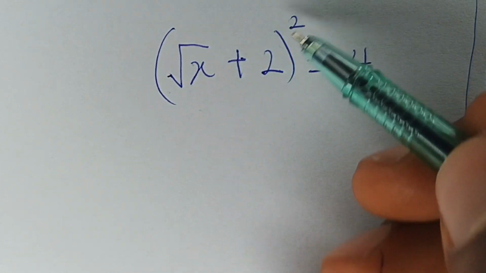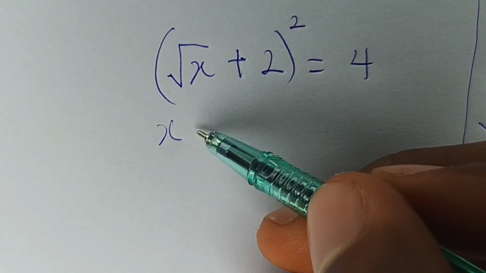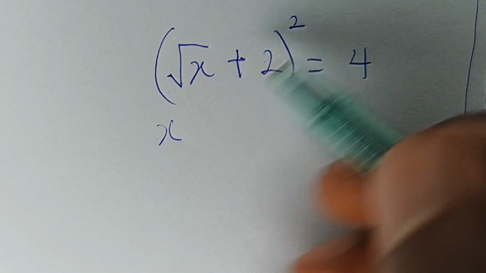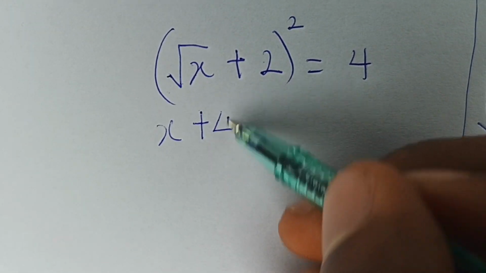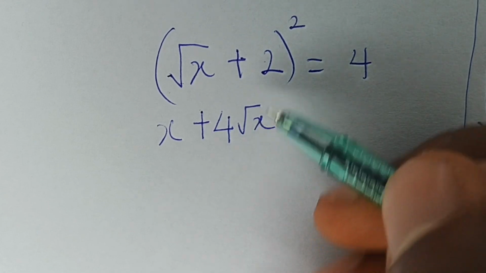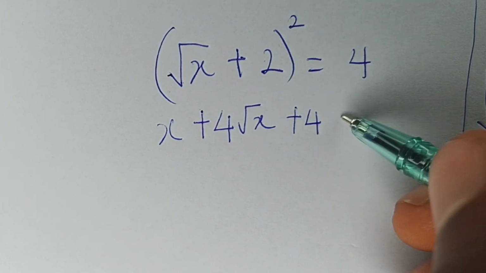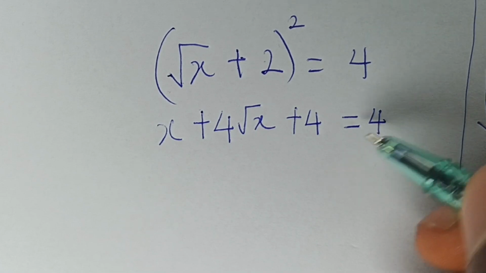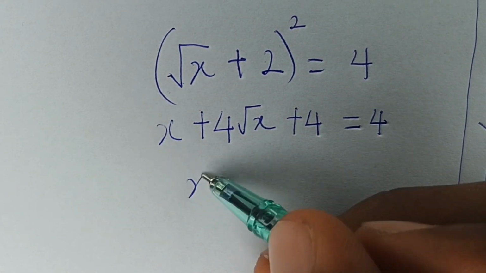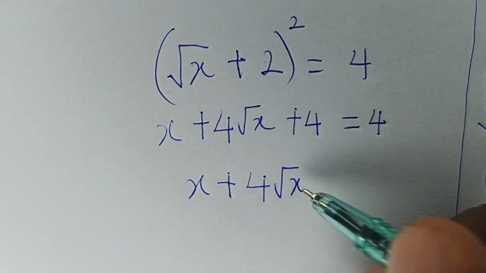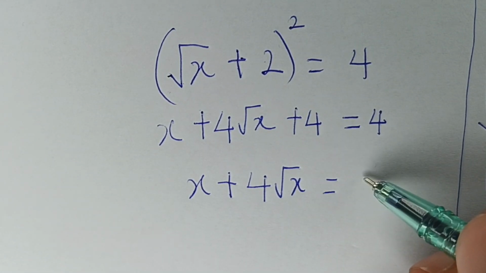Square root of x squared becomes x. Square root of x times 2 is plus 2 root x, times 2 again, is plus 4 root x rather. Plus 2 squared is plus 4. And this is equal to 4. Now this boils down to x plus 4 root x being equal to 0.